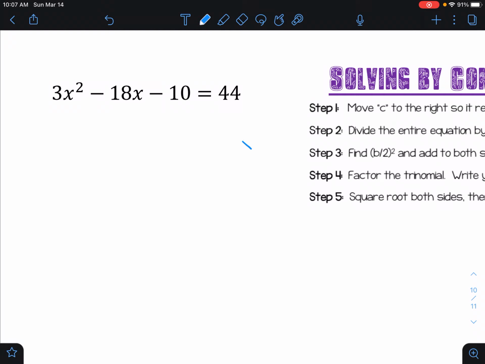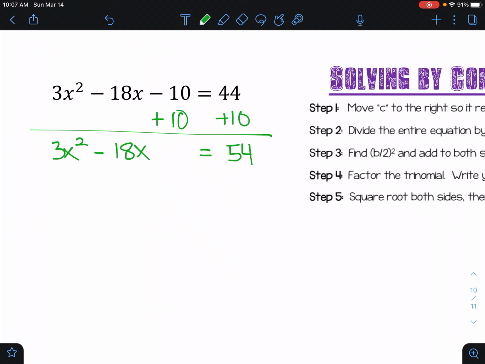Notice there's a number here, again, just like the last one. Don't worry about that, that's okay. So I'm going to go plus 10. Okay, so we get 3x squared minus 18x equals 54. Now, before I can complete the square, I have to get rid of that leading coefficient. It has to be a 1. So we're going to divide everything by 3 to get rid of that.